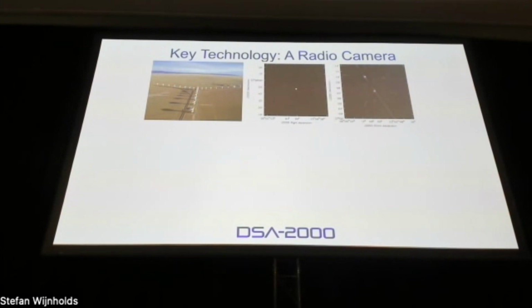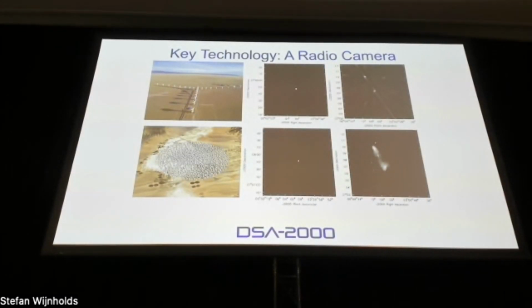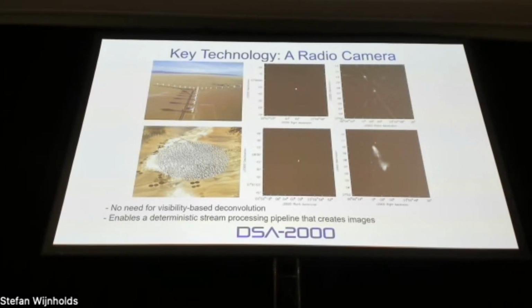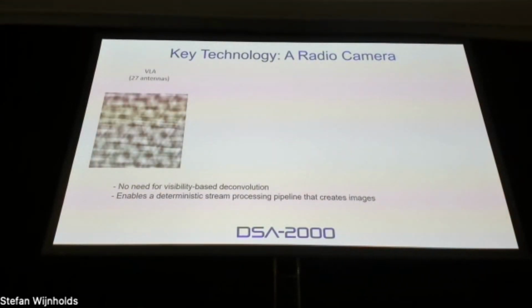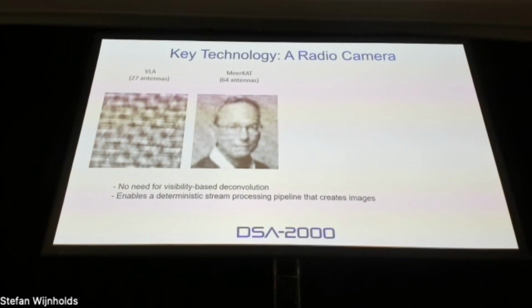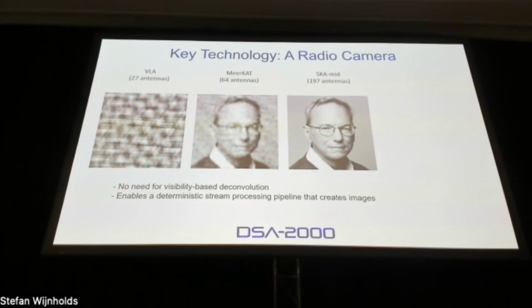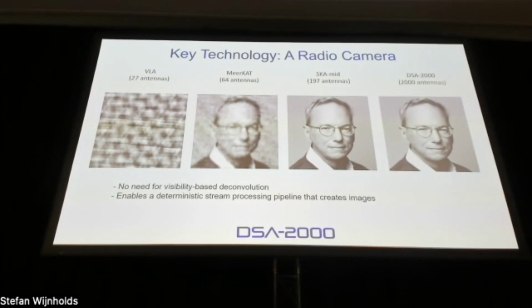So why? This is a typical image as you would produce with the VLA. I don't think I need to go into much detail here. But if you have 2,000 antennas, then the raw image would look much more like that. So that's the aim. And another way to show that is quite popular is to take an image and say, well, guess what that is. And so this is the VLA version. Then you get the MeerKAT version. You can see it's a person. Maybe if you know a bit about our history, you can start thinking about who it is. Now with SKA Mid, you can say, oh, that looks like Eric Schmidt. And with the DSA-2000, you get really the full details. So there's no need for visibility-based deconvolution. And the imaging pipeline is deterministic. It's just a streaming pipeline that produces images without any intervention, without any human involvement.